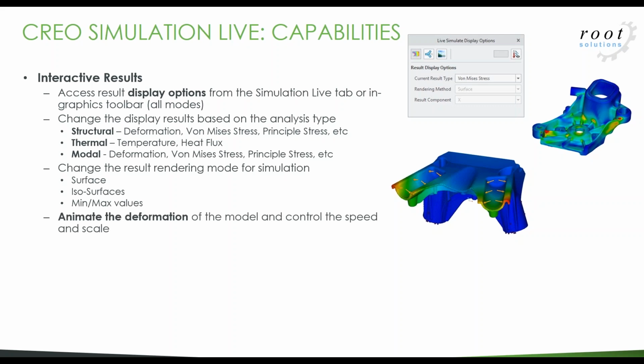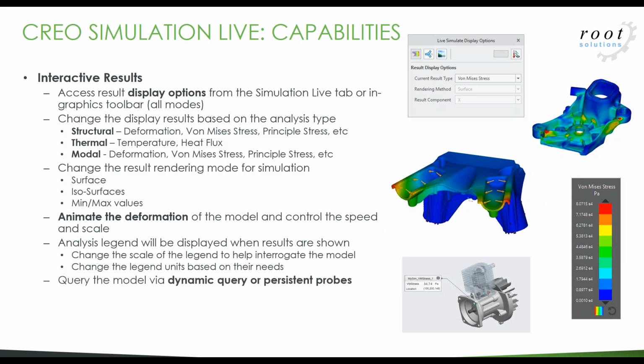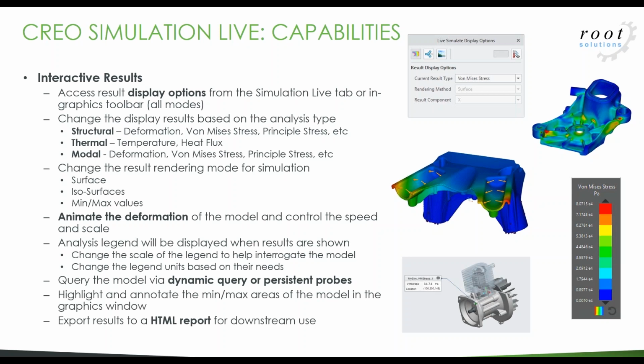You can animate the deformation. We have a legend on the right hand side which shows us the scale of the values we're looking at with regards to our simulation. There's a little bit more on that when I come to the demos themselves. We also have these query probes, so you can choose an element on your model and view the particular value at that point, whether that's temperature if you're doing a thermal analysis, or stress if you're doing a structural. There are also extra options for reporting and again showing those minimum and maximum values on the model.